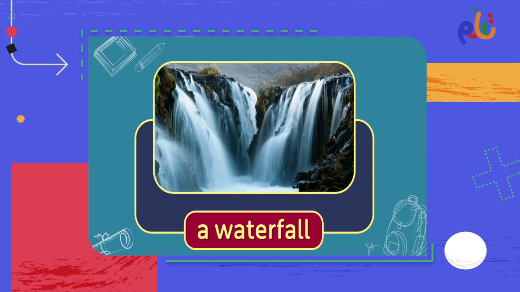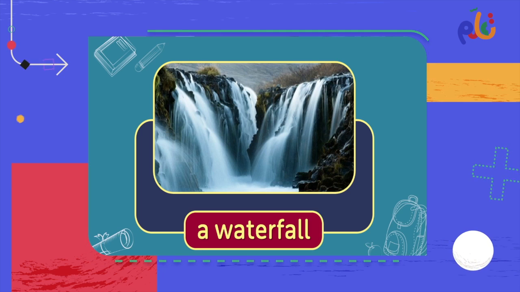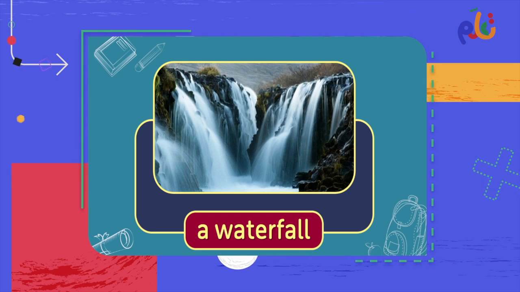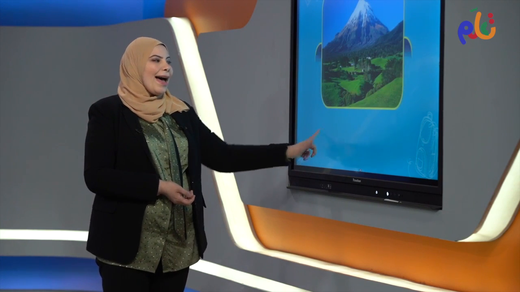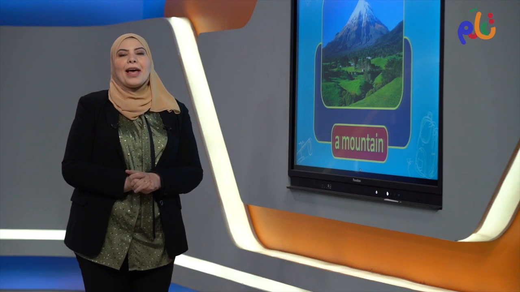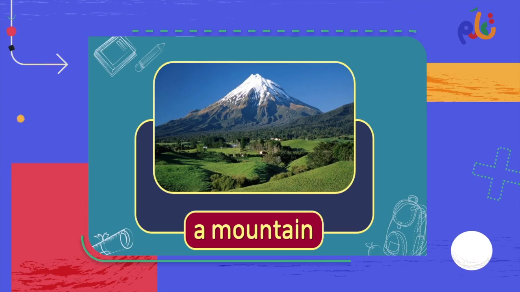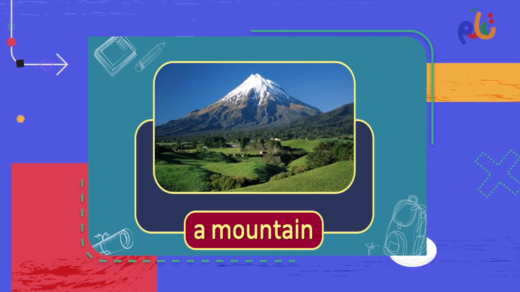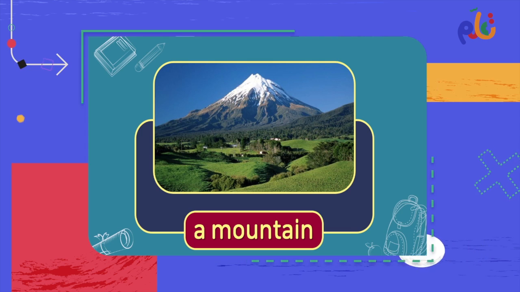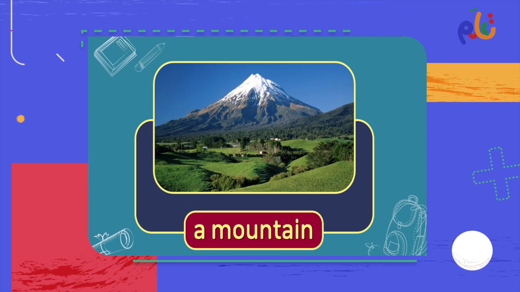And we have a waterfall. Waterfall اللي هو الشلال. So it's called waterfall. And we have a mountain. A mountain. Mountain is basically الجبل. And we can have only one mountain or a mountain chain. So either بيبقى mountain لوحده أو سلسلة جبال which is a mountain chain.